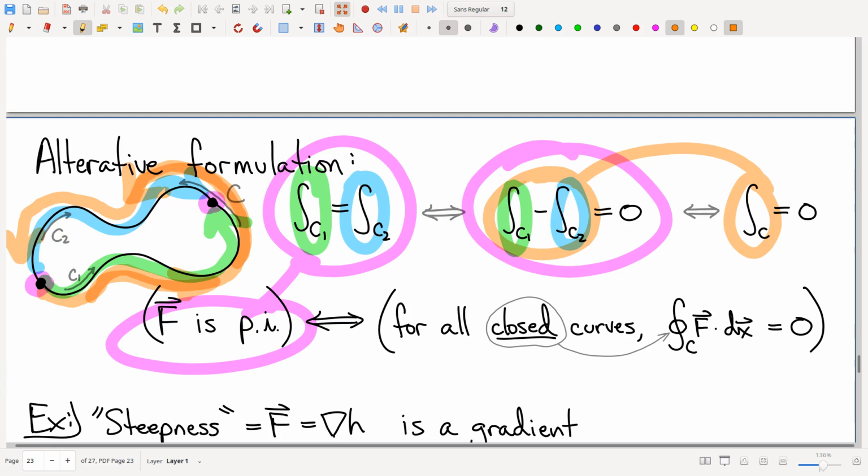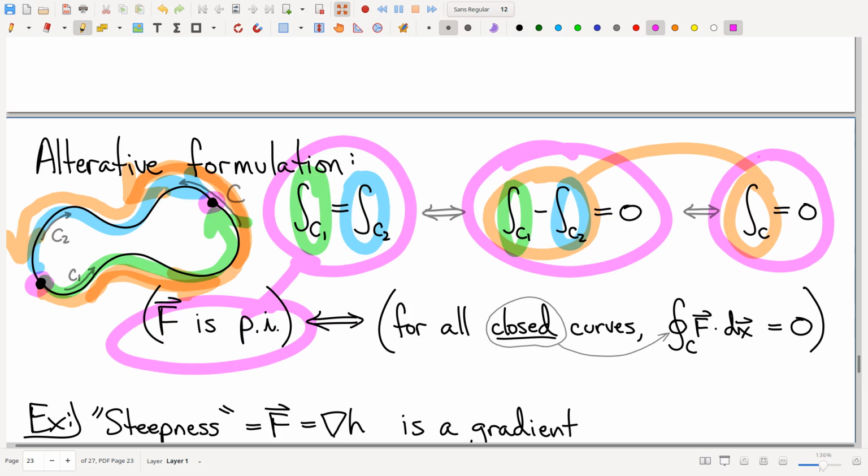So the suggestion of path independence, namely that green is equal to blue, namely that green minus blue is equal to 0, that is equivalent to saying that this orange line integral is equal to 0. And let's take a closer look at this orange line integral. You'll notice it starts here at this point A, and then it goes along, and it starts coming back, and check it out, it ends back at A. It ends at the same point that it started. That means that this orange curve here is a closed curve.